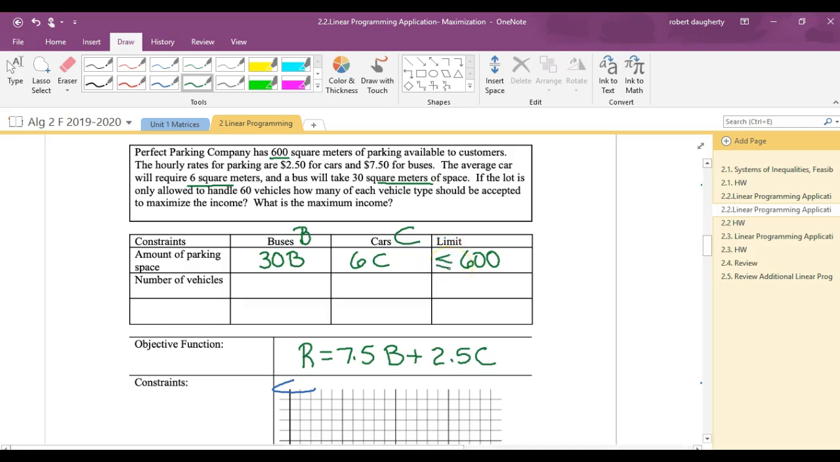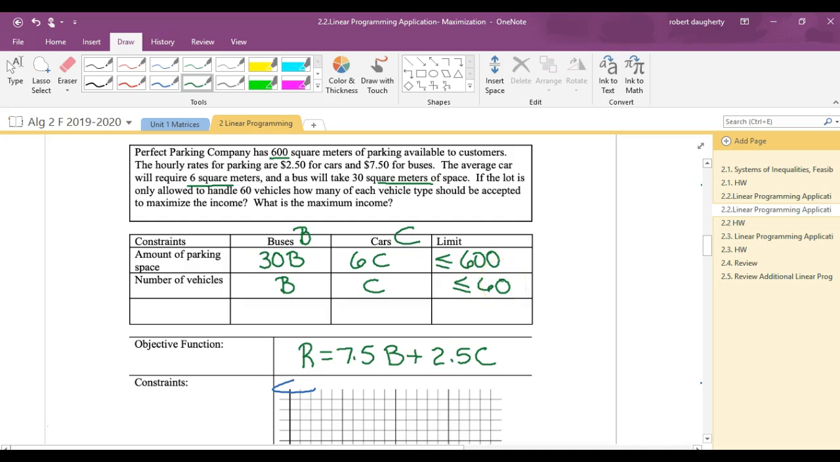Now the other constraint: I'm only allowed to handle 60 vehicles. So what that means is I can handle up to 60. I can't go over 60. So the number of buses plus the number of cars has to be less than or equal to 60.